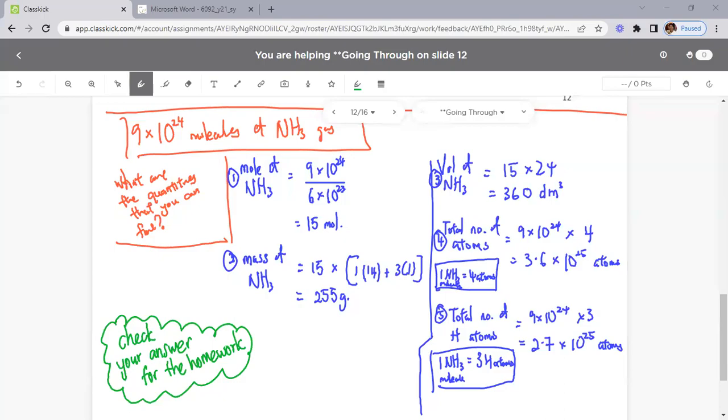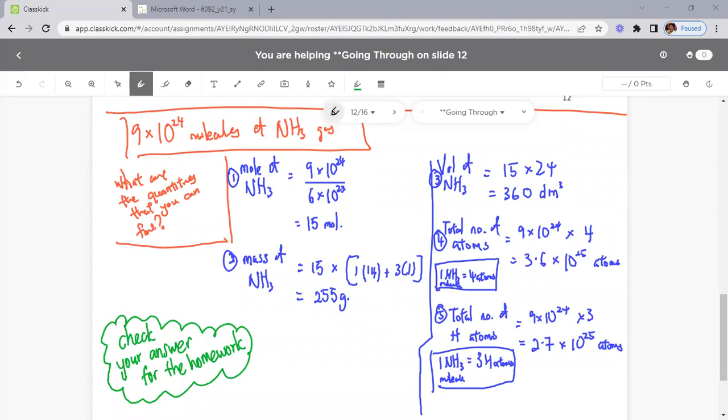Okay, so we're gonna go through the next few worksheets already. Okay, nearing the end of the mole. So let's start. This is actually the homework which I gave you in the last lesson. Just double check that you have the answers correct. If there's any issues, do let me know.